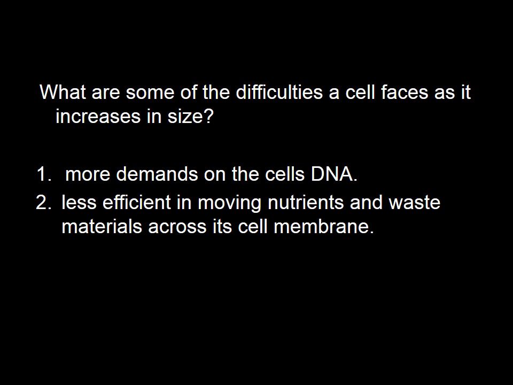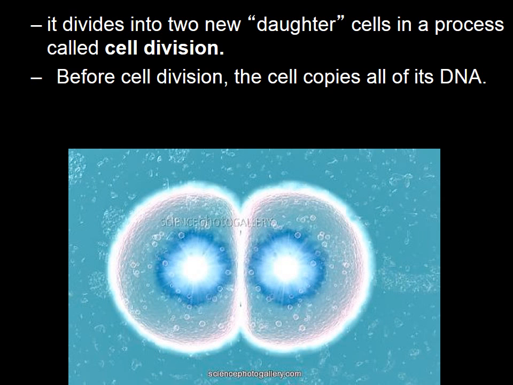So what does the cell do to help with that? Well, it completes what's called cell division, and it divides into two new daughter cells. We call them daughter cells. I'm not sure why they're called daughter cells, why they don't call them son cells, but they're called daughter cells, and those are the new cells that are produced. So if you have one cell, it will split into two.